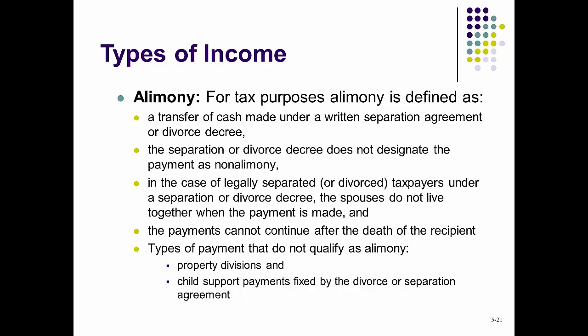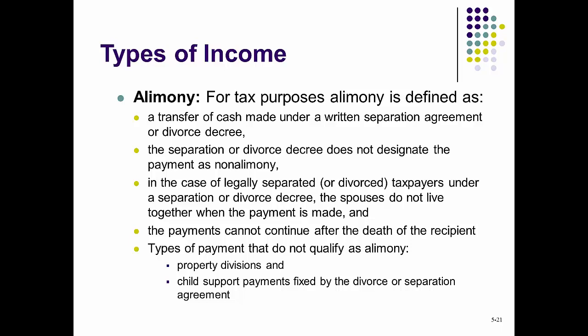When payments qualify as alimony, the recipient must include the amount in gross income, and the payer may deduct this amount for AGI. This one, see example 5-14 on page 5-15. And also for property divisions and child support payments, these two do not qualify as alimony. So you cannot count them as alimony. This one, please see example 5-15 on page 5-15.